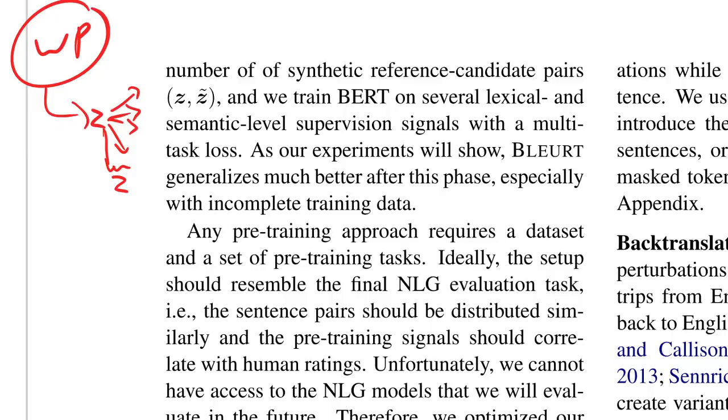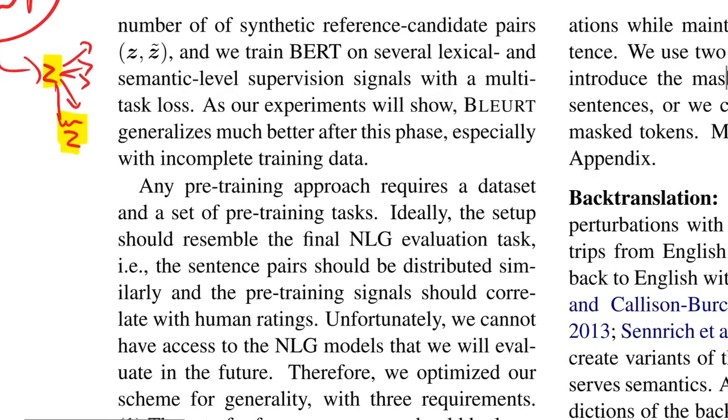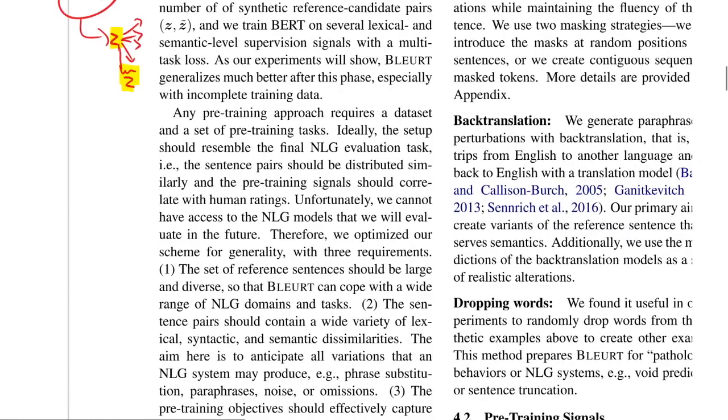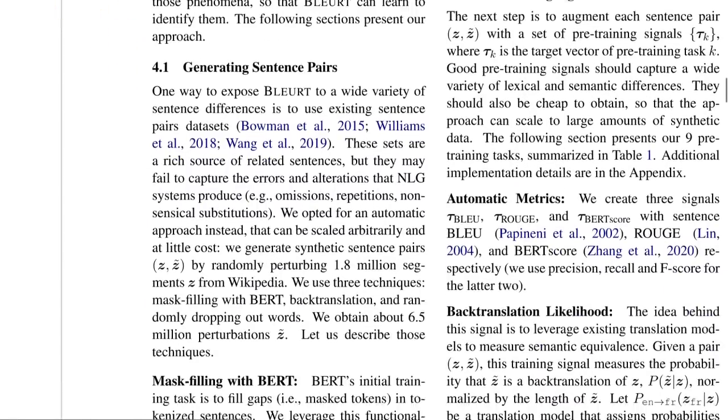If you translate a sentence, there are many ways you can do it. And their goal is to produce a data set that has sentences and perturbed versions of the sentence, but not perturbed randomly, but perturbed in a language-knowledgeable way. Okay, so how do they do this? They have three different ways.